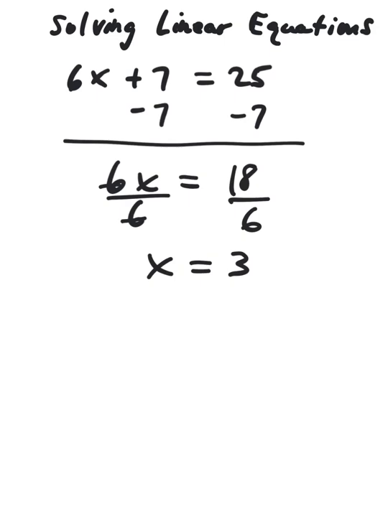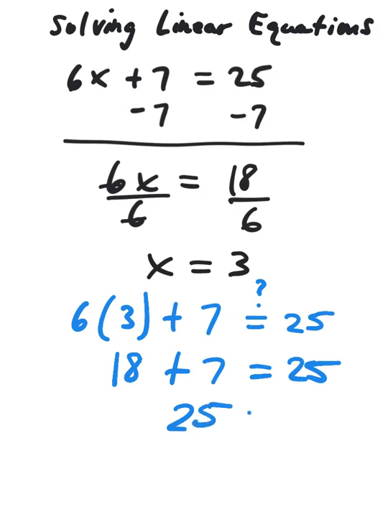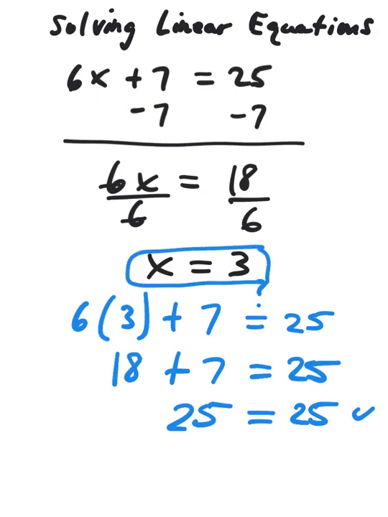You don't have to check these, but you can if you like. In the original problem, we had 6x plus 7 equals 25. 6x plus 7. We're not sure, so I'm going to put a question mark because we're not absolutely sure yet. Equals 25. Well, 6 times 3 is 18, plus 7. That does in fact equal 25. So that just tells us that 3 is the correct answer.